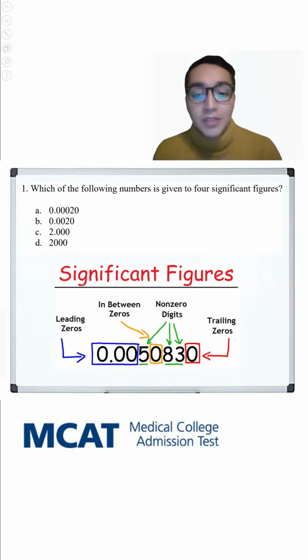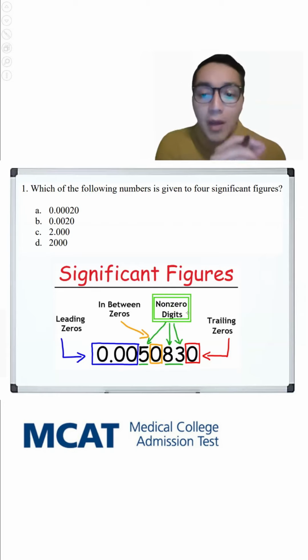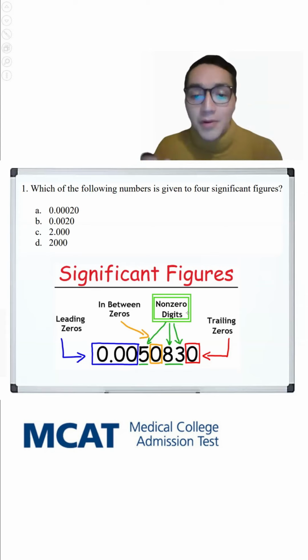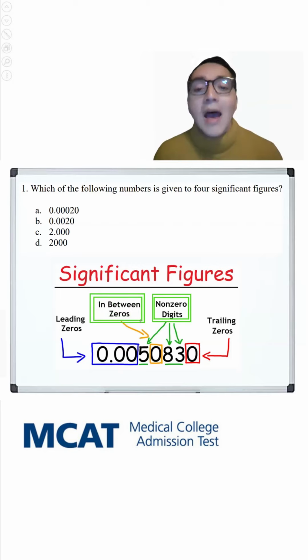To provide an explanation for this question, we need to review this diagram to understand the difference between all these digits. Number one is the non-zero digits. The non-zero digits represent the numbers from 1 to 9, and all these numbers are considered as significant figures. Next is the zeros between these numbers. These zeros are also considered as significant figures.